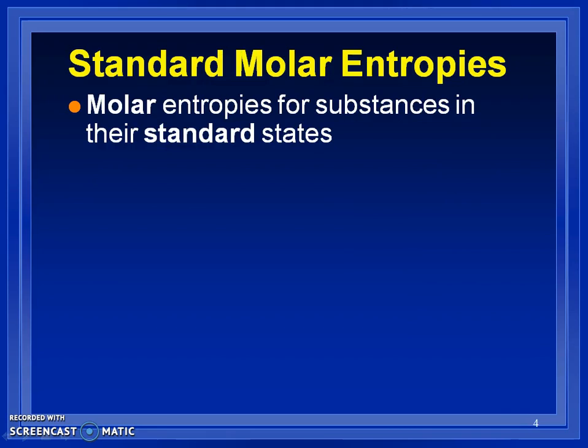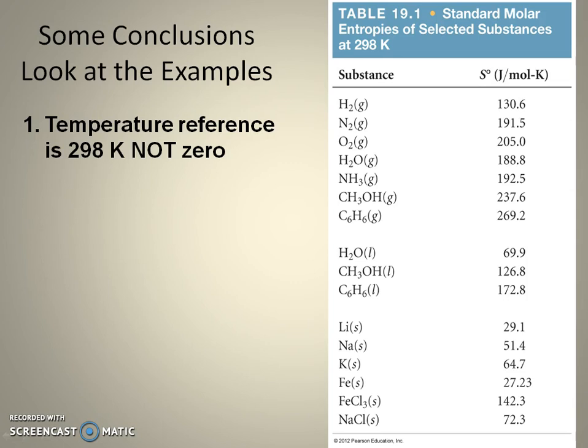So standard molar entropies are the molar entropies of all substances at their standard state. So that's going to be a little different. It doesn't say STP, it says standard state. When we look at an example of a list of substances with their entropy, let's look at some of the conclusions, some of the differences that you might see here that's different than what you've seen before.